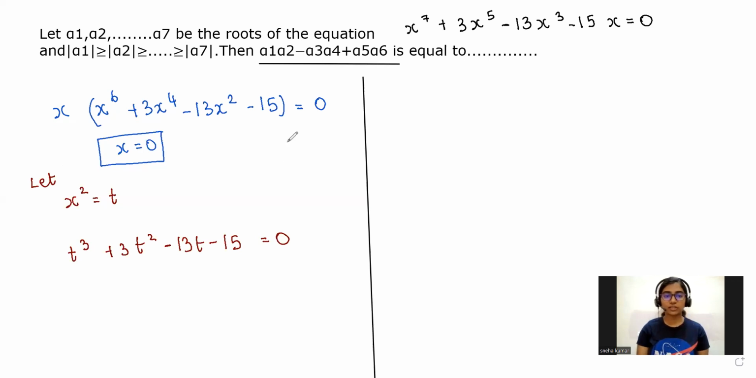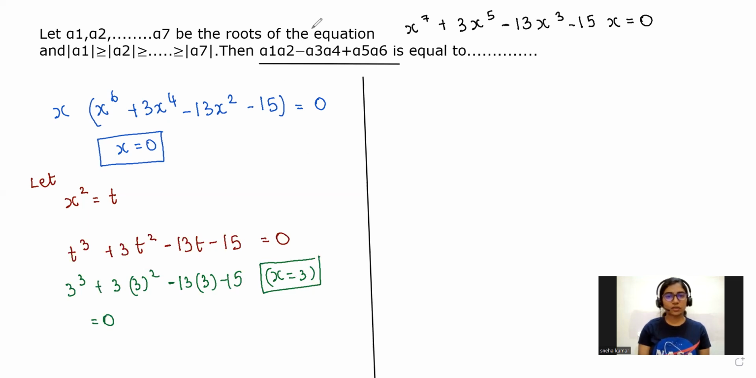For the first root, we have to go with the trial and error method. By going with that method, I'll try substituting 3. That would be 3 cube plus 3 into 3 square, 27 plus 27, minus 13 into 3, 39, minus 15. Solve this, this is equal to 0. So I can say 3 is one root. Not x, I'll be substituting t here. t is equal to 3. So I can say one of the factors is going to be t minus 3.